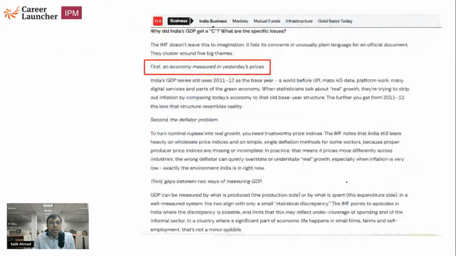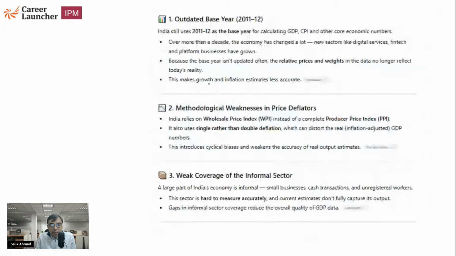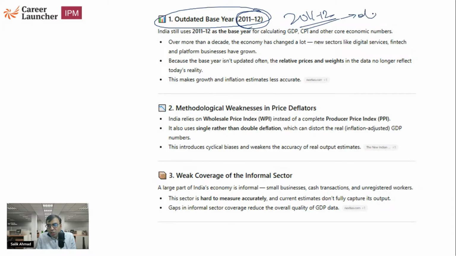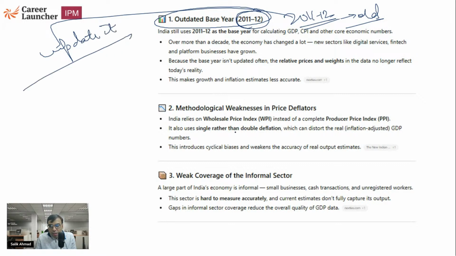So why? Because they said कि देखो मैं यहाँ दिखाता हूँ. First thing they said कि the base year is quite outdated. 2011-12 का जो GDP calculation base year है काफी old है. Now they should update it. So most likely the government will update it. है ना? फिर और भी जैसे wholesale price index use करते हैं instead of consumer producer price index. So there are many other reasons. One of the most important reason was कि we are using old base year.